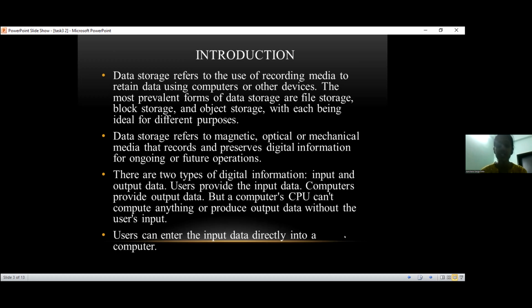Also, what are the types of digital information? How do we need to access the data after or before storage? How do we communicate with the storage device to store the data, or to provide the data which has already been stored? This is the case we need to consider in the types of digital information, that is input and output data. We all know input data and output data.